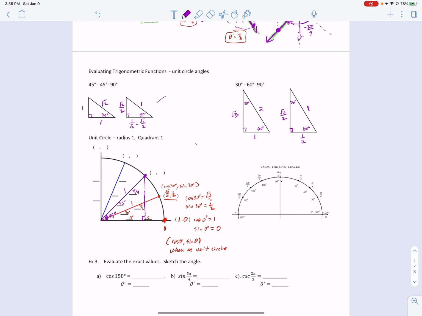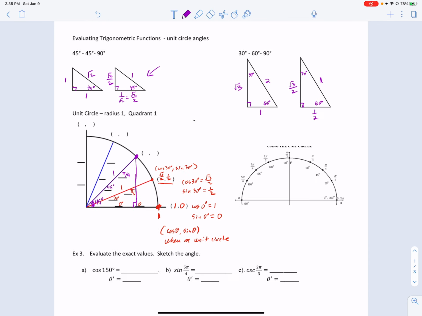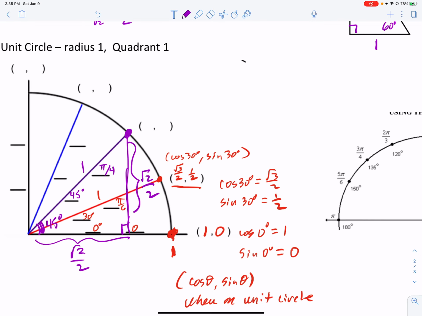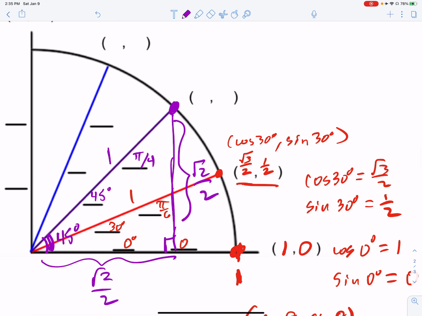And if I look at this triangle right here, if the hypotenuse is 1, both the legs are root 2 over 2. So this ordered pair for that place where the terminal side hits the unit circle is root 2 over 2, root 2 over 2. And so this is cosine of 45 degrees and sine of 45 degrees. And they both have the same value. Both cosine 45 and sine 45 degrees are root 2 over 2.